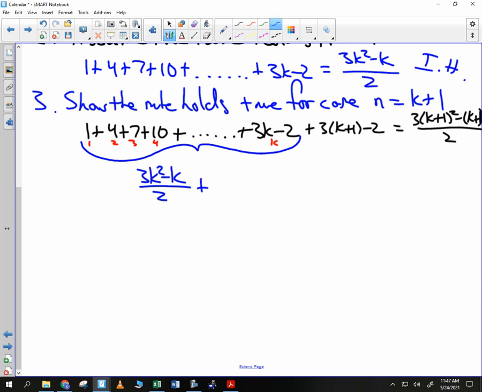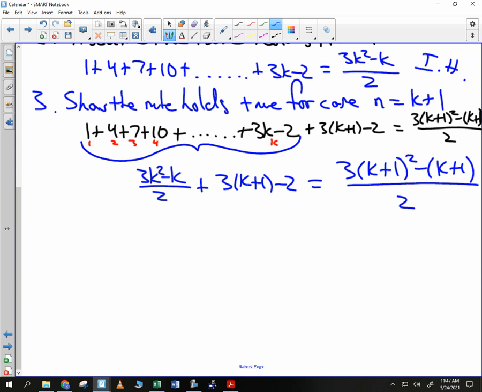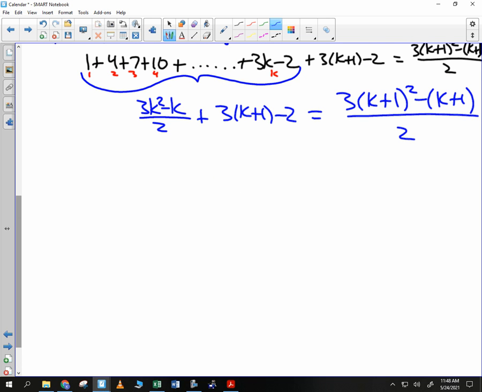And so then we're going to add to that 3k minus 2. I'm sorry, we're going to add to that 3 times k plus 1 minus 2. And that's supposed to be equal to 3 times k plus 1 quantity squared minus k plus 1 all over 2. So let's just do the algebra here. I'm sorry if we run out of time. Please just stick around so we can finish it off quick. But what would you do to make this left side look like the right side? What's the first thing you would do? Yeah, common denominators. So I'll multiply the top and bottom by 2. And when I say by 2, I'll multiply everything.